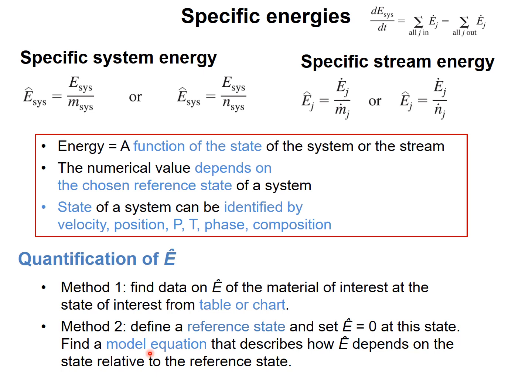For the phase equilibrium in the previous chapter, sometimes we have used the phase equilibrium equations like Raoult's law and Henry's law. This method 2 is that case. So I could say method 1 is the data method, and method 2 is the equation method. So you will learn about those methods for setting up the energy balance equations.